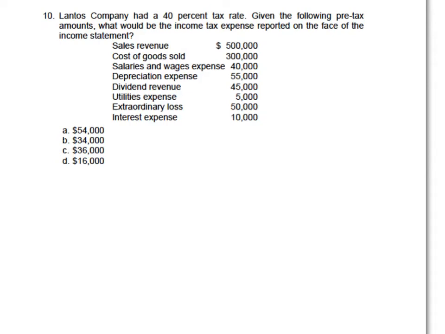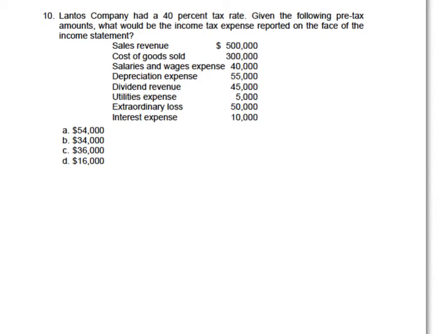Lantos Company had a 40% tax rate. Given the following pre-tax amount, what would be the income tax expense reported on the face of the income statement? So what we're looking for here is everything except extraordinary losses and discontinued operations. Those two items are shown with income tax separate.